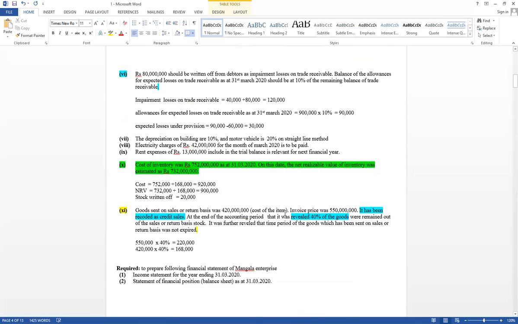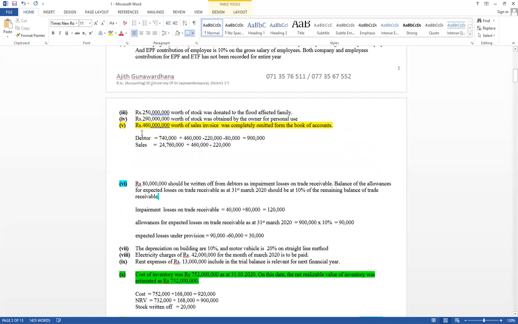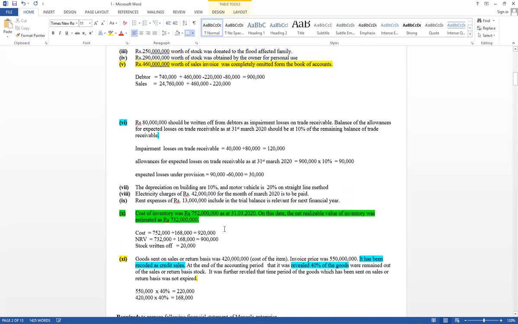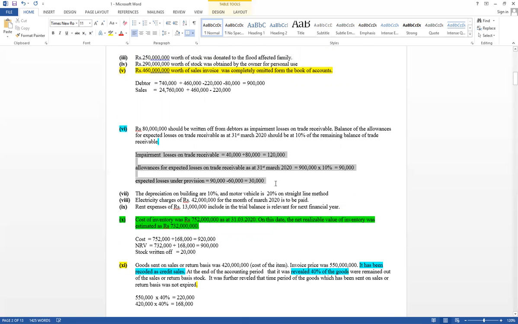Interrelated adjustment. Sales invoice completely omitted from the beginning. At the same time, goods sent on sales or return basis affect inventory adjustment also, as well as bad debts and doubtful debts. This is impairment loss on trade receivable as well as expected losses on trade receivable. And correct sales value also to be included in the income statement. At the same time, correct sales value: calculate the correct value, plus value add, and minus value deduct.